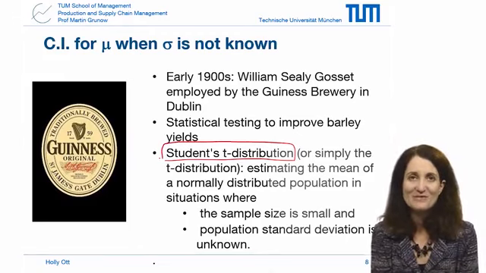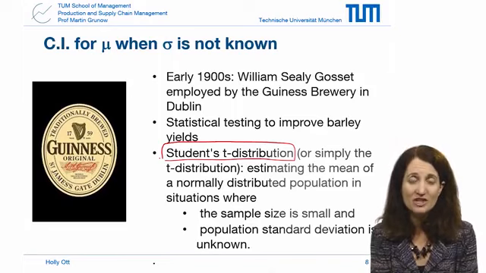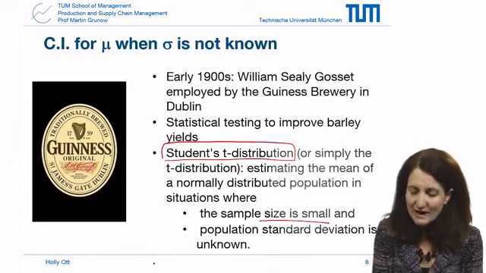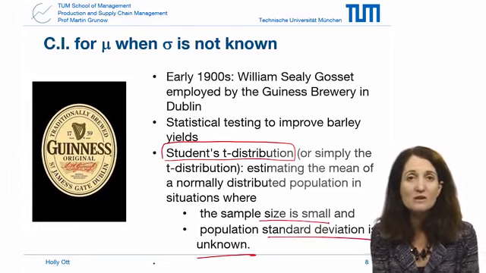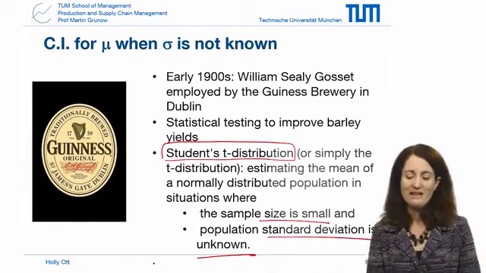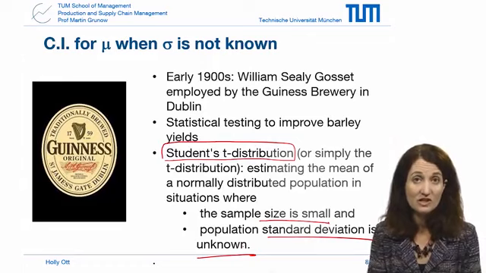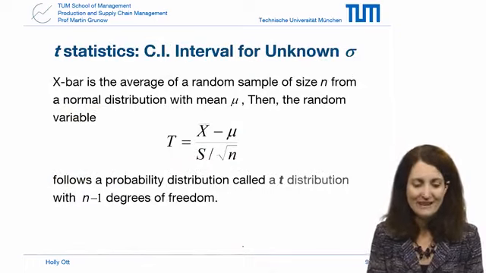And this t distribution then is a family of continuous probability distributions which are used for estimating the mean of a normally distributed population in situations where the sample size is small and the standard deviation is unknown. And this, of course, is much more common, since the standard deviation is often not known, especially if things are changing. And it looks like this.